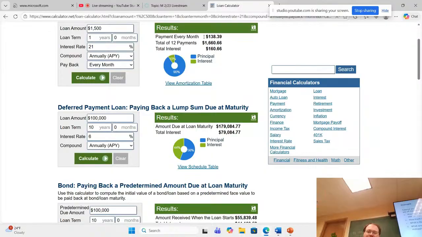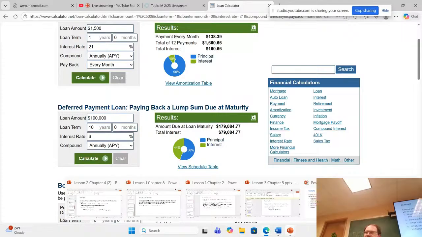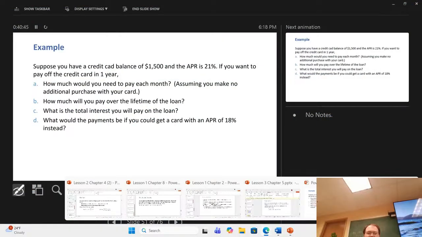So you will be paying them $138.39 a month for 12 months, giving them a total of $1,660.66, paying them an extra $160.66 in interest. So that should answer A, B, and C.